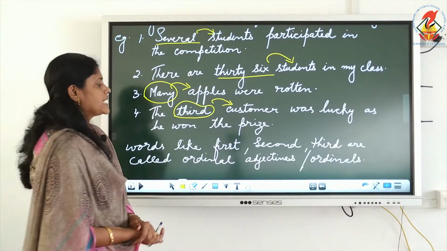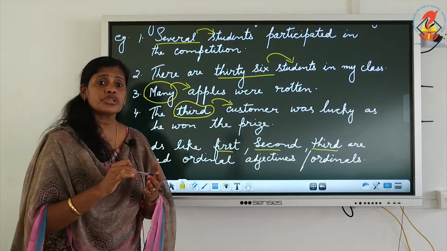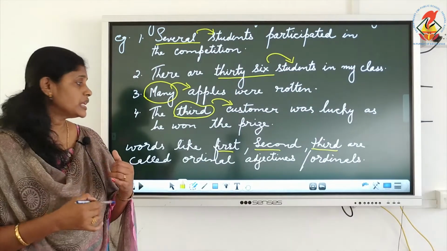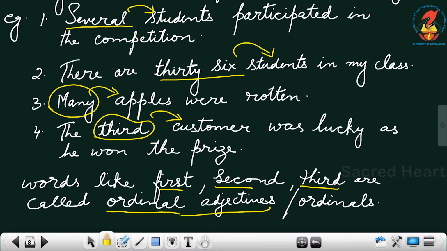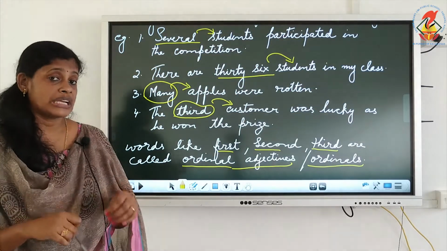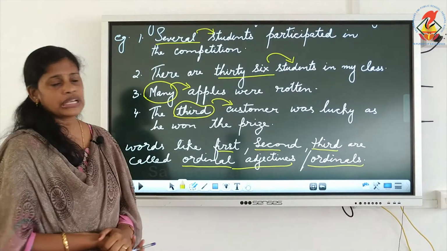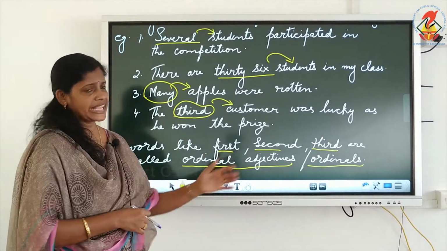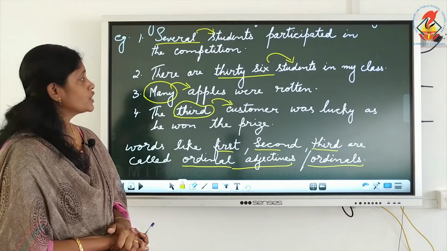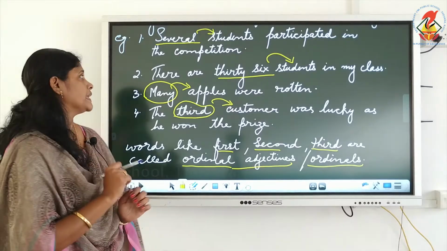Words like first, second and third. Already 1, 2, 3, 4, they are adjectives. But words like first, second and third are called ordinal adjectives or simply ordinals. 1, 2, 3, 4 are called cardinals. First, second, third, fourth, such numbers are called ordinals. And these ordinals are ordinal adjectives. They are also adjectives. So an adjective of number answers the question how many.